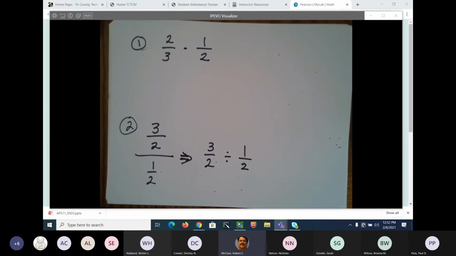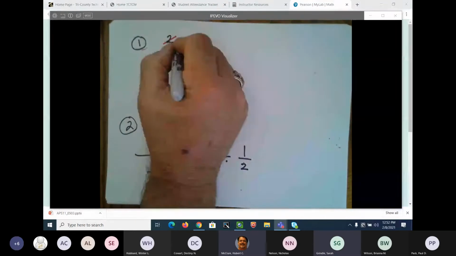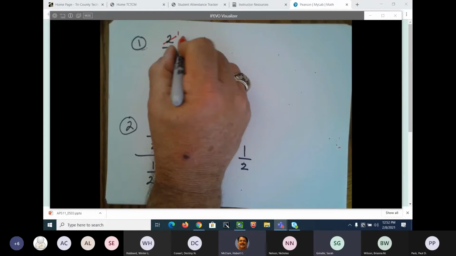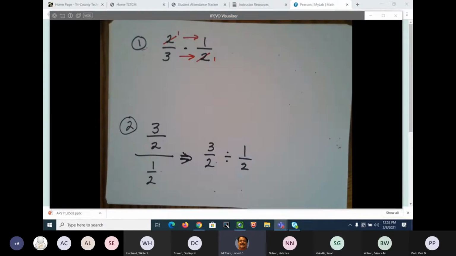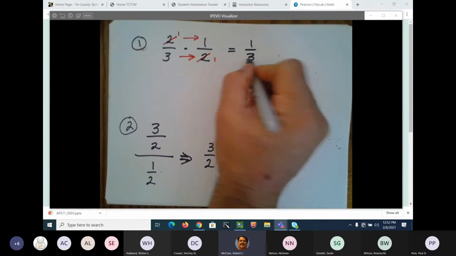All right, so the first one, you can do 2 ways. You can do 2 times 1 is 2, and then 3 times 2 is 6, and then get 1/3. Or you can cancel and get, that's a 1 and that's a 1. 1 times 1 is 1, and 3 times 1 is 3. So either way, your answer is 1/3.